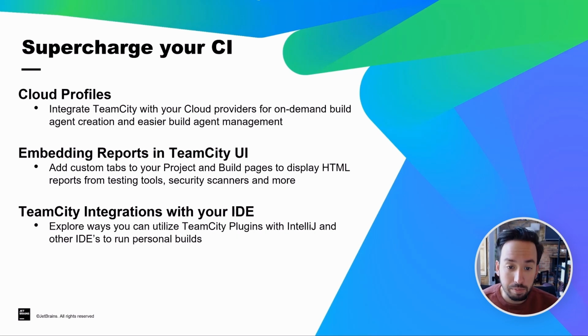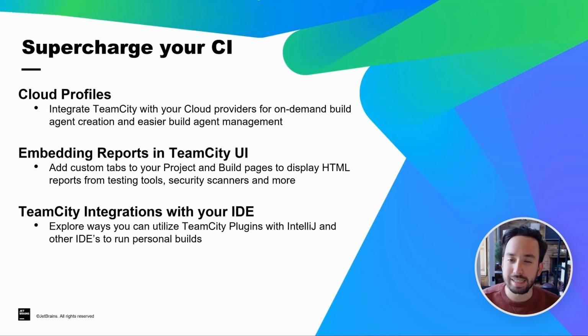So taking a look, Cloud Profiles is going to be our first focus area. Cloud Profiles is an integration between TeamCity and your cloud computing environment. So that could be something like AWS, Azure, Google Cloud, Kubernetes, or some others. And basically what it allows you to do is spin up and scale your build agents in those environments on demand. So at a basic level, what's happening is a build gets triggered in TeamCity, and TeamCity is going to communicate with your configured cloud profile and spin up a build agent which can run in that environment.